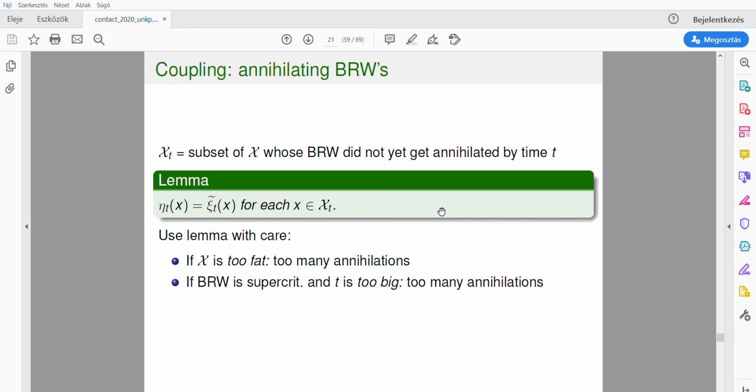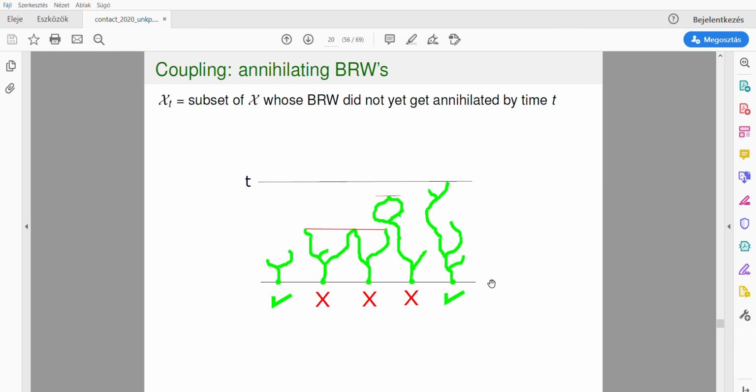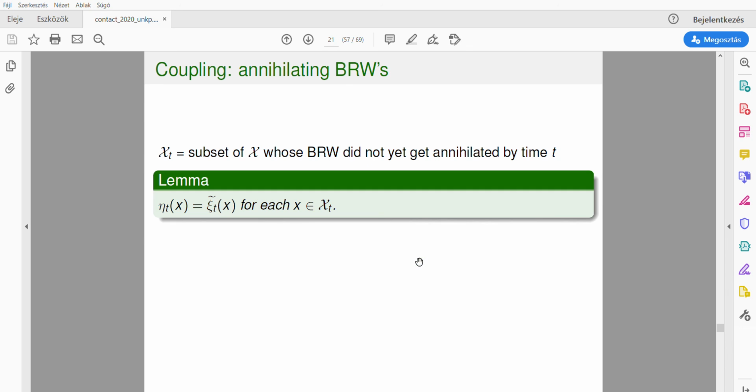Also, in some cases we care about the case when the branching random walk is supercritical, so the population gets bigger and bigger. So if t is too big, then you will see too many annihilations. If the branching random walk survives, then sooner or later you are going to see such an annihilation, and that's not what you want.